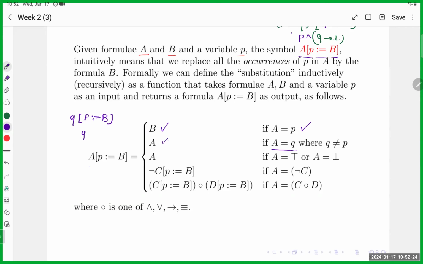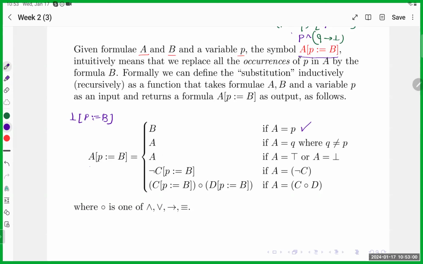Substitution didn't do anything. Now, what if it was top or bottom? Again, top and bottom are atomic formulas, and there is no action done by the substitution. What you get is A itself. So in the case that A is any atomic formula other than P, what you get is A itself.